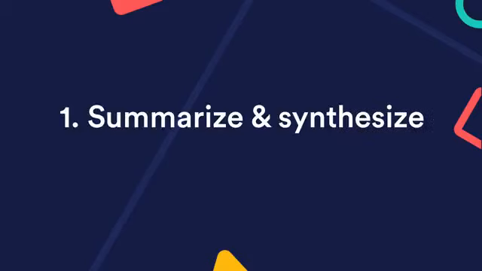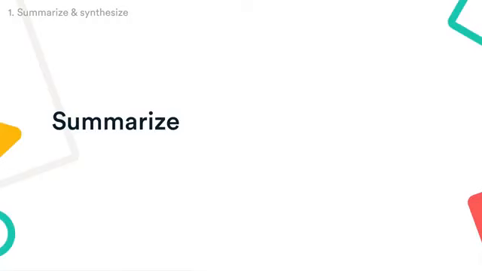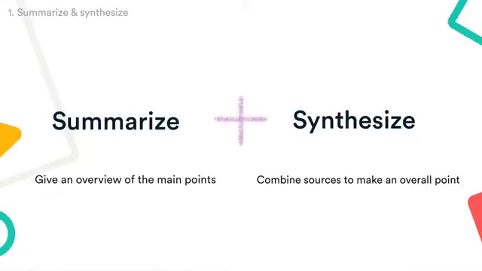I'll show you how to use these 4 tips with an example paragraph. Feel free to pause if you need more time to read through it. Tip number 1. Summarize and synthesize the information. Summarizing means giving an overview of the main points of a source, but it's also important to synthesize. That means combining several sources to make an overall point, showing the similarities and differences between them.